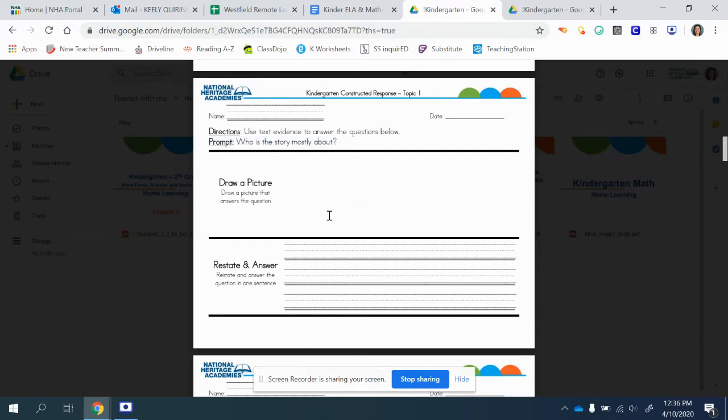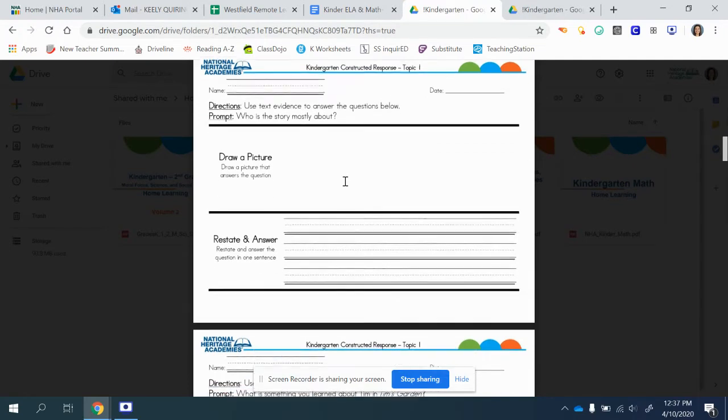For the drawing a picture part, I say pick your poison. Some kids don't like to, and it's not really worth a fight. The whole point of it is to see if they understand the topic. So if they'd like to draw a picture, awesome, more power to them. If not, that's quite all right too.